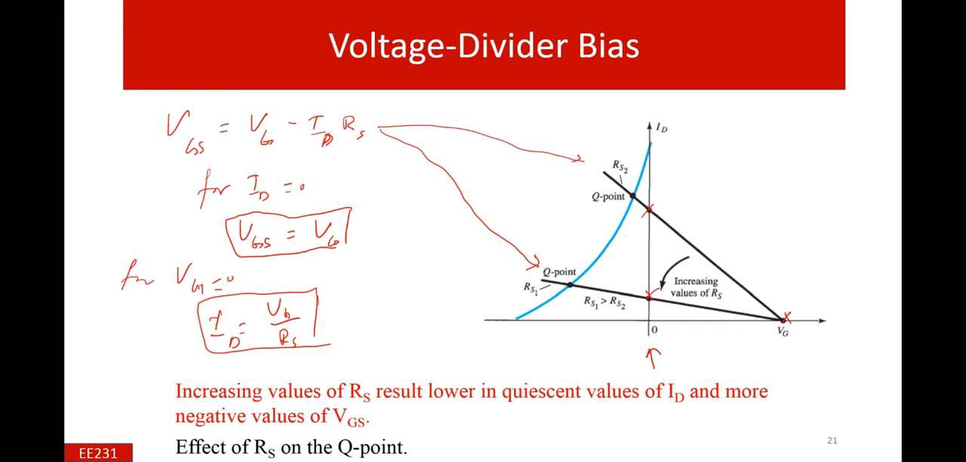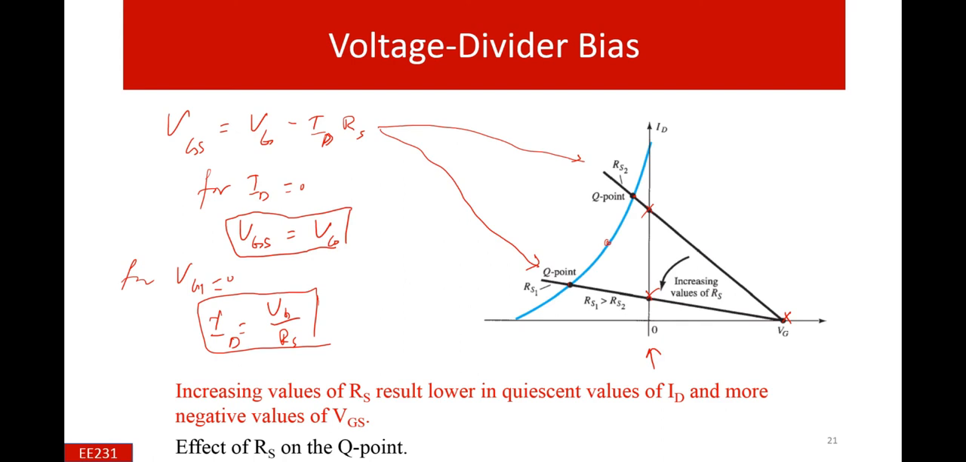And these are two intersection points on the blue lines. These are two Q points. We are talking about the two Q points for different values of the RS. If the RS value is high, then this is the Q point, and it belongs to this region. Similarly, if RS is relatively low, then the Q point is higher. We can even adjust this Q point by changing the values of RS.